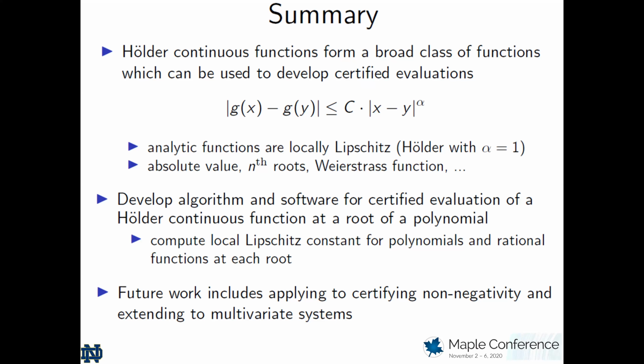For the polynomials and rational functions case, our software has a method built in to bound the local Lipschitz constant near each of those roots. And so we don't need to provide that information a priori. It's computed from the approximations of the roots. And our future work is to apply our method to certify non-negativity of a certain function evaluated at roots, as well as extending this to the multivariate case.